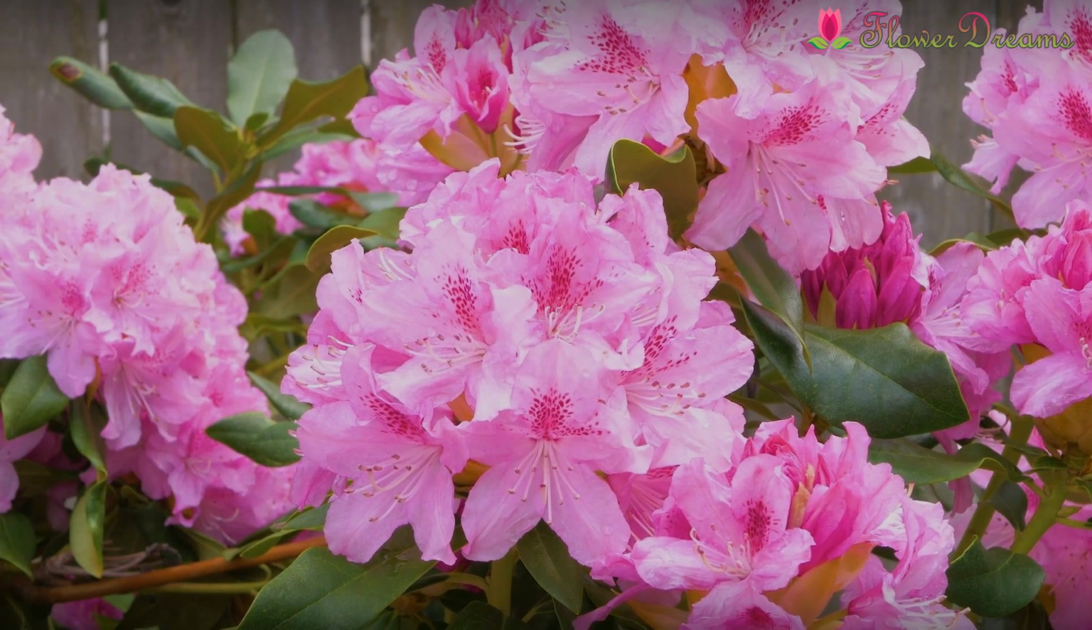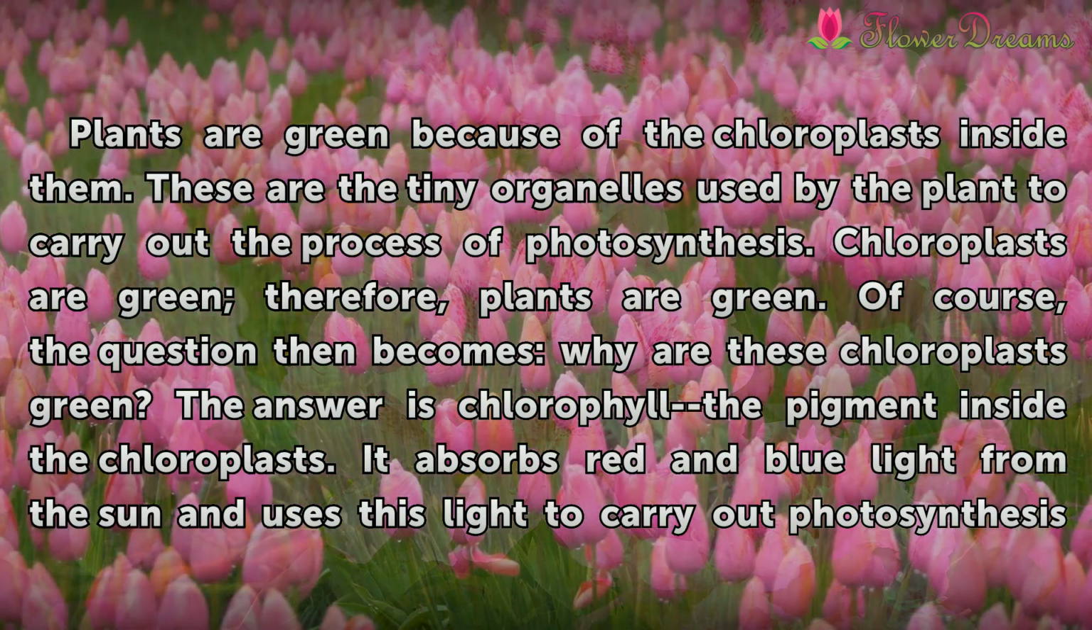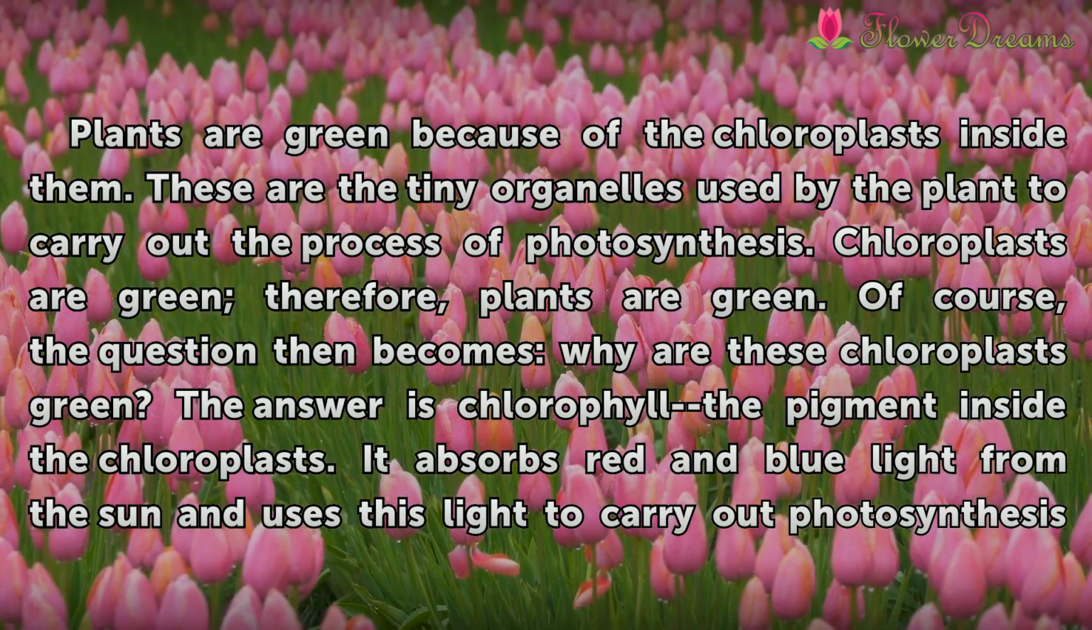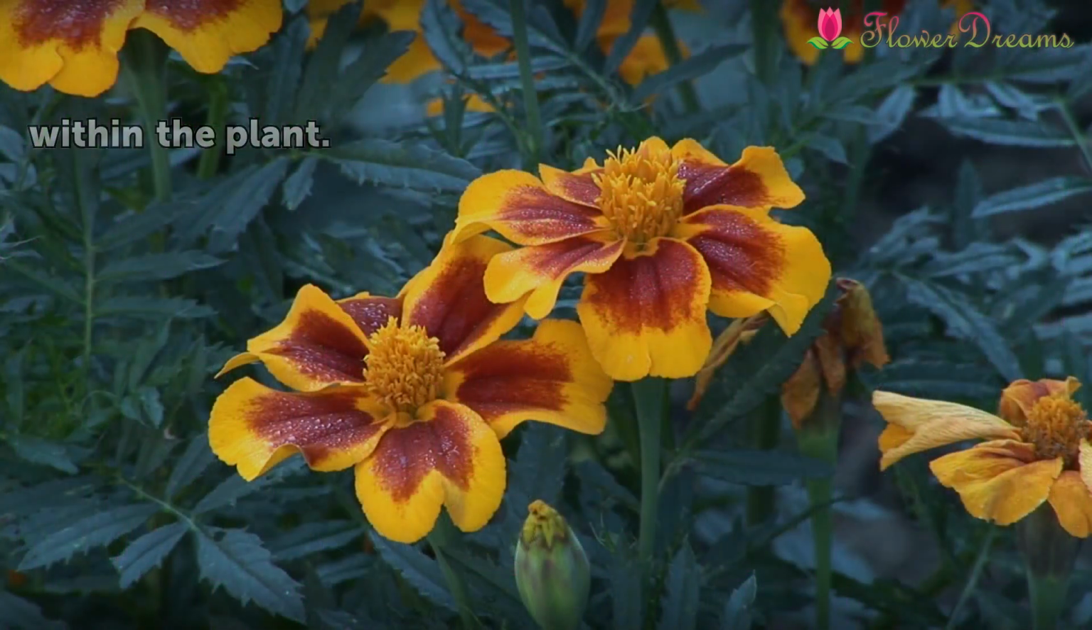Features. Plants are green because of the chloroplasts inside them. These are the tiny organelles used by the plant to carry out the process of photosynthesis. Chloroplasts are green, therefore, plants are green. Of course, the question then becomes, why are these chloroplasts green? The answer is chlorophyll, the pigment inside the chloroplasts. It absorbs red and blue light from the sun and uses this light to carry out photosynthesis within the plant.